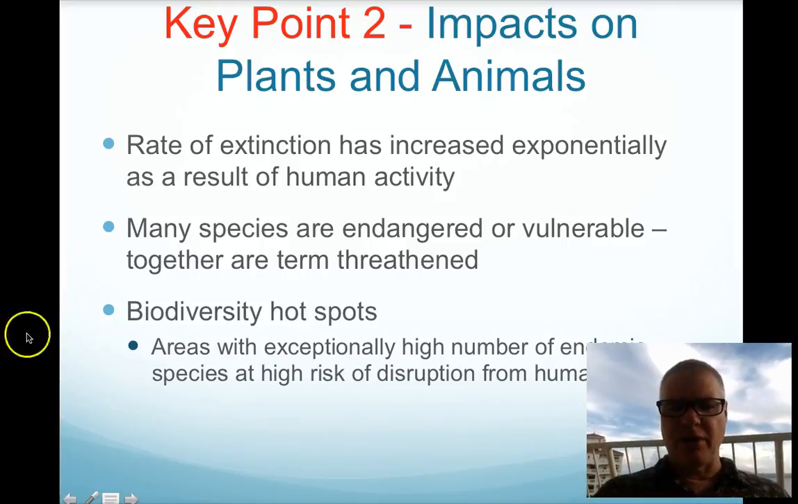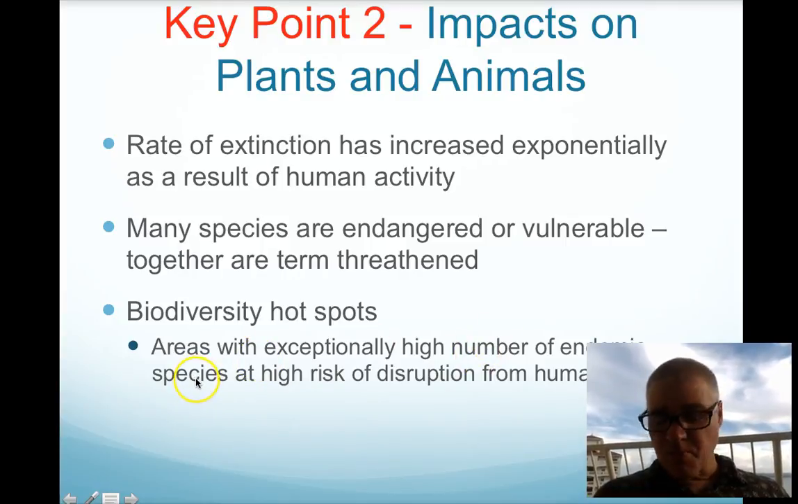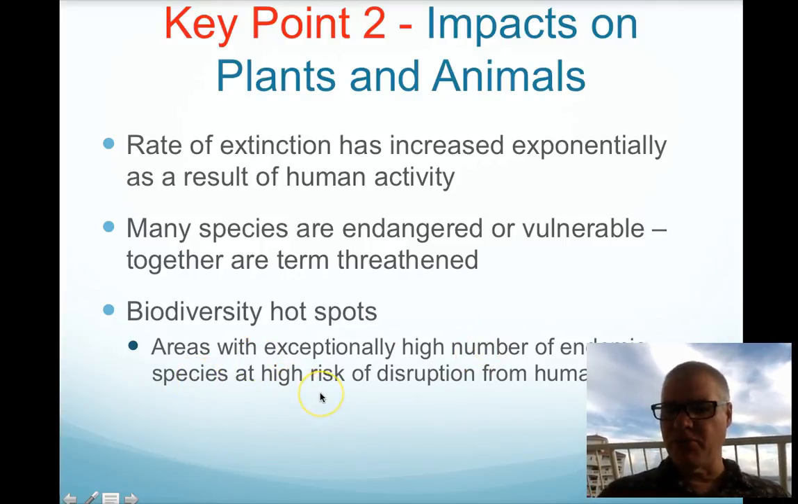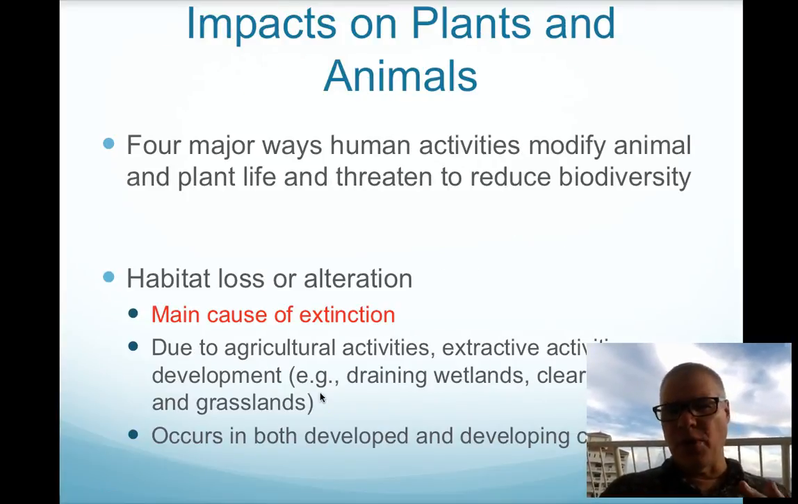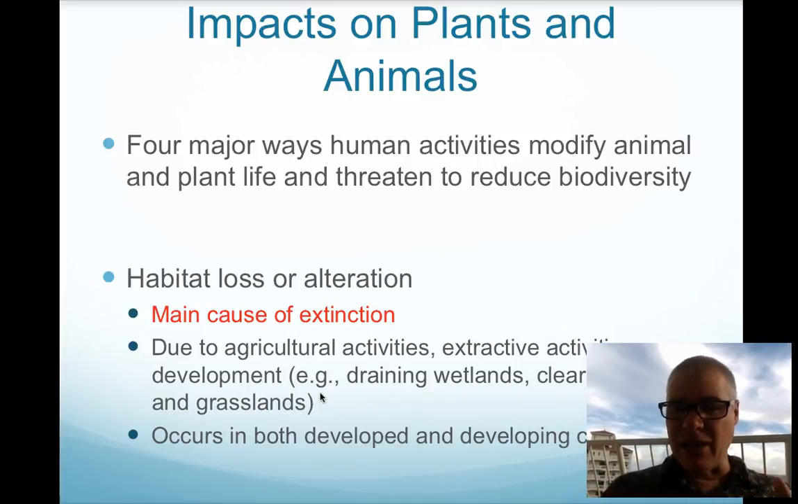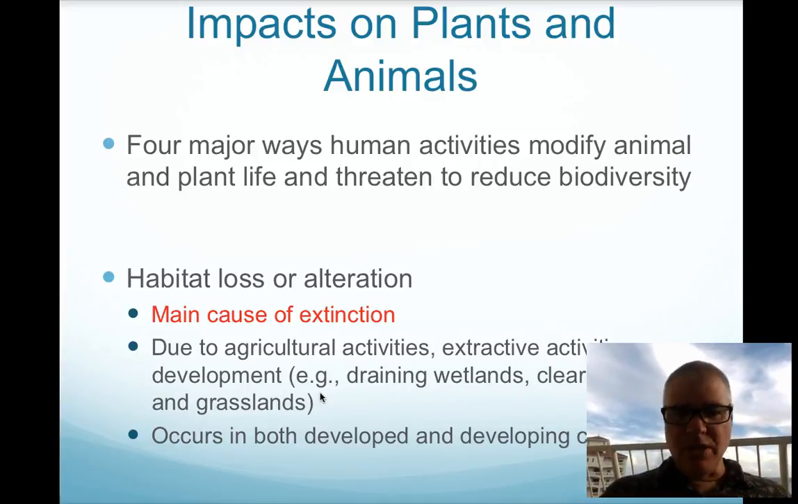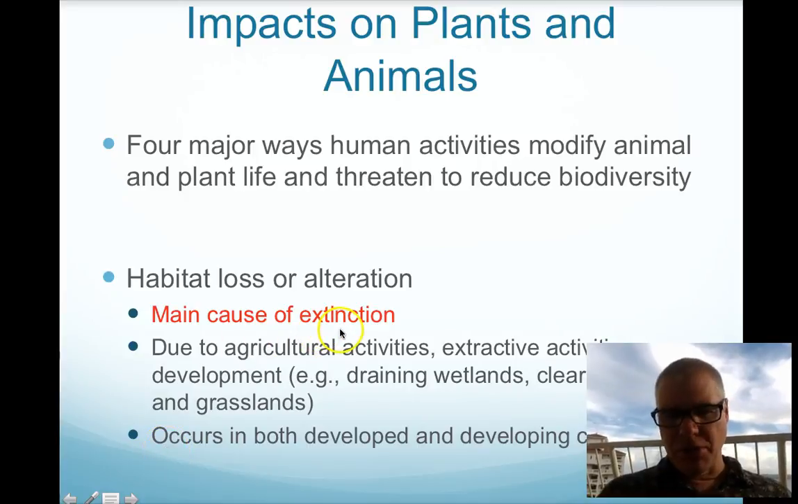It says here that areas with exceptionally high numbers of endemic species are particularly at high risk of disruption from human activities right now. So there are four major ways that human activities modify animal and plant life to threaten and reduce biodiversity. I'm going to focus on some of them. The biggest one is habitat loss. This is the main cause of extinction globally.